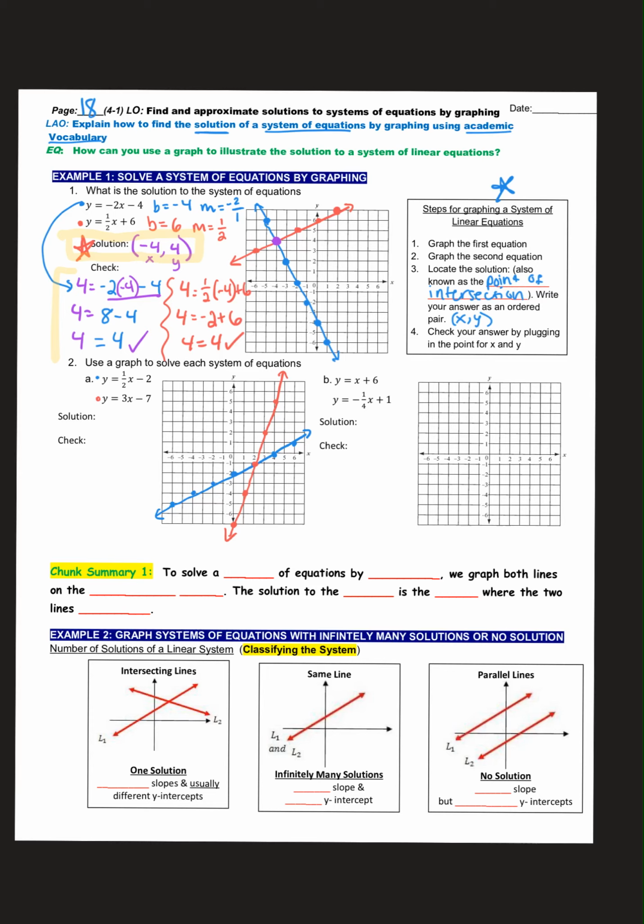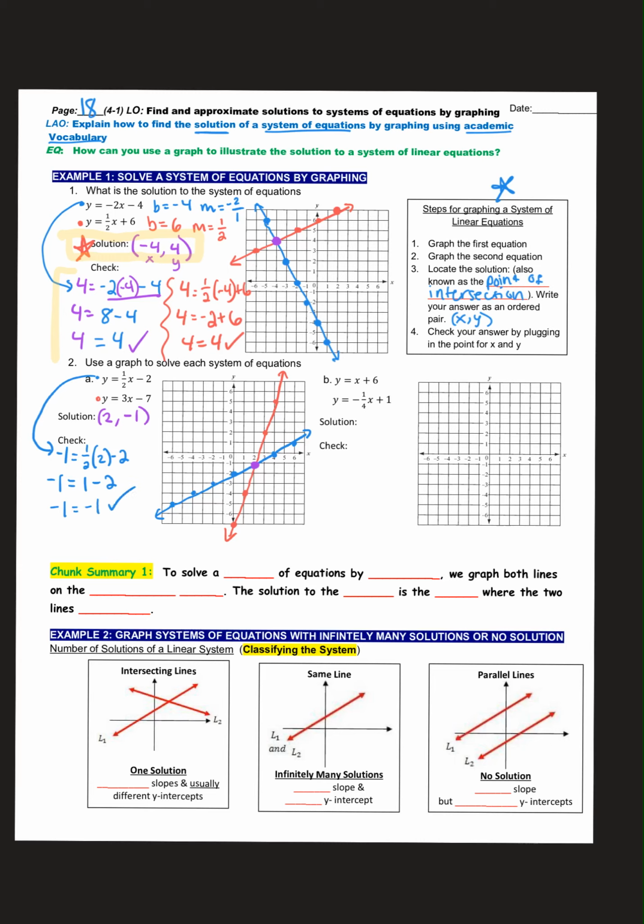And then the point of intersection is right there, which is at 2, -1. Okay, now I just need to check my answer. So we'll check into the blue equation first. So instead of y, I'm going to write -1 equals 1/2 of 2 minus 2. Half of 2 is 1. So I get 1 minus 2, which then gives you -1 equals -1, and that checks out.